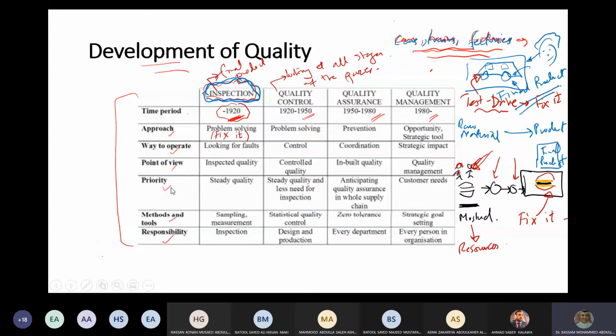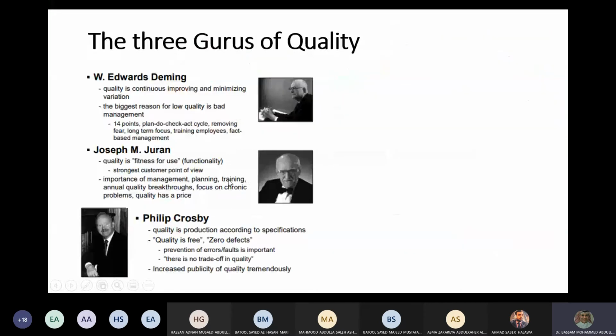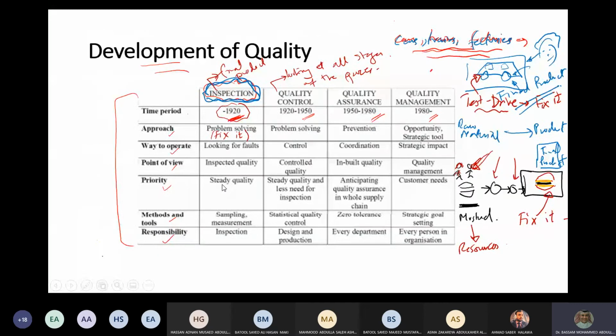What is my main priority? My priority is to have steady quality, which means to have the same burger every time, the steady, that means the same. Same quality. So I want to have the same quality every time. I want to have the same car every time. I want to have the same burger every time. If I'm producing shirts, I want to have the same shirt every time. Okay, so that is my priority.